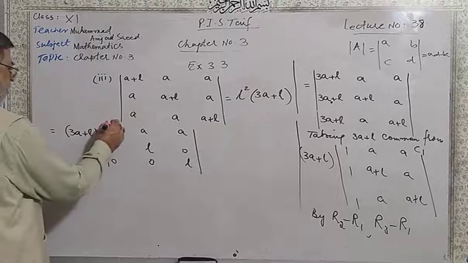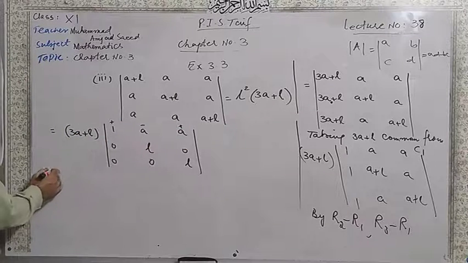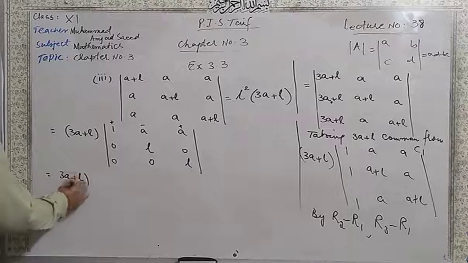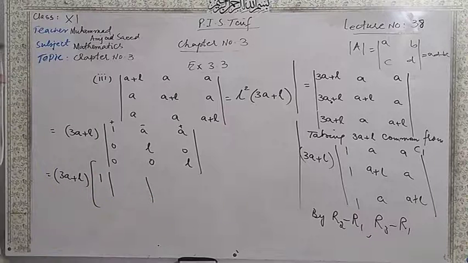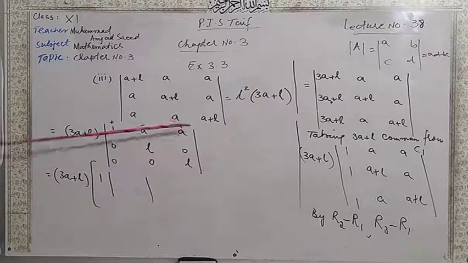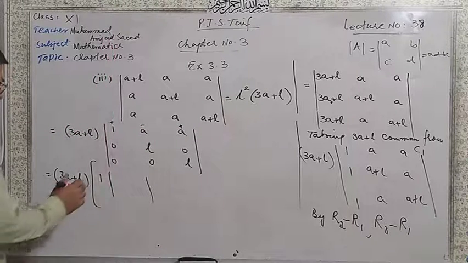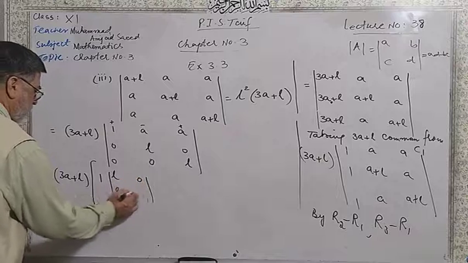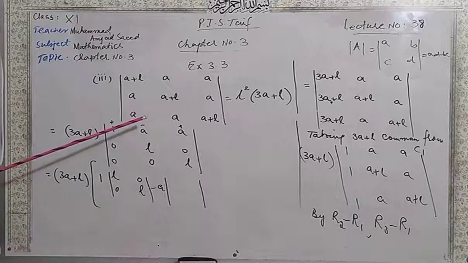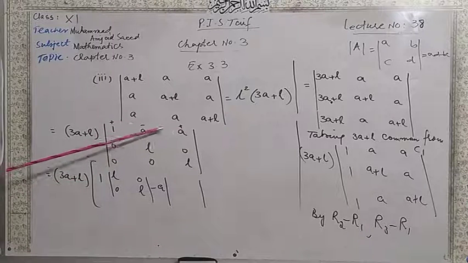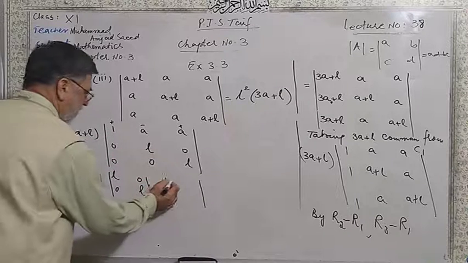Now you can open up plus, minus and plus. You can open up the determinant now. It will become easy for you now. This is 1. For 1, remove row of 1 and column of 1. We are left with L0, 0L minus A. Remove column of A and row of A. We are left with 0, 0, 0L.